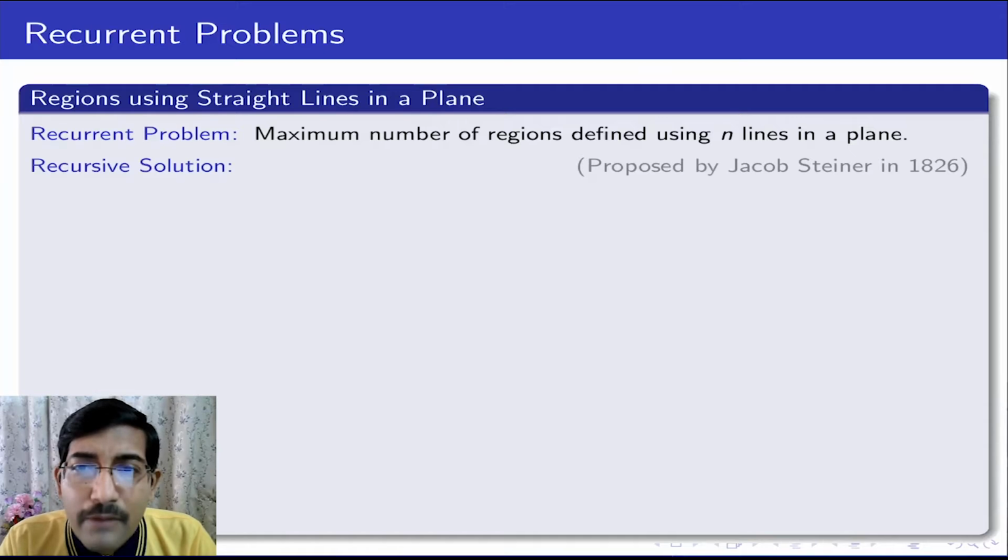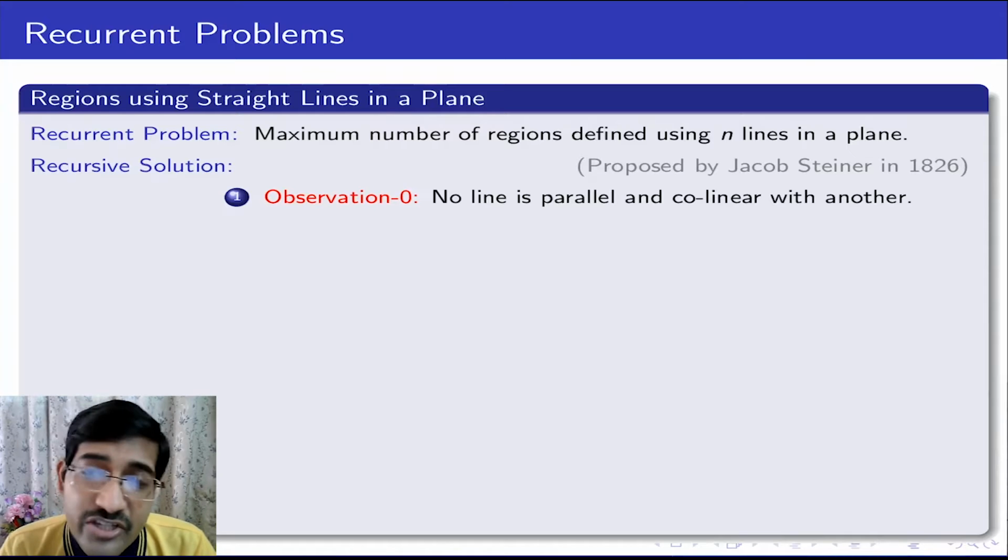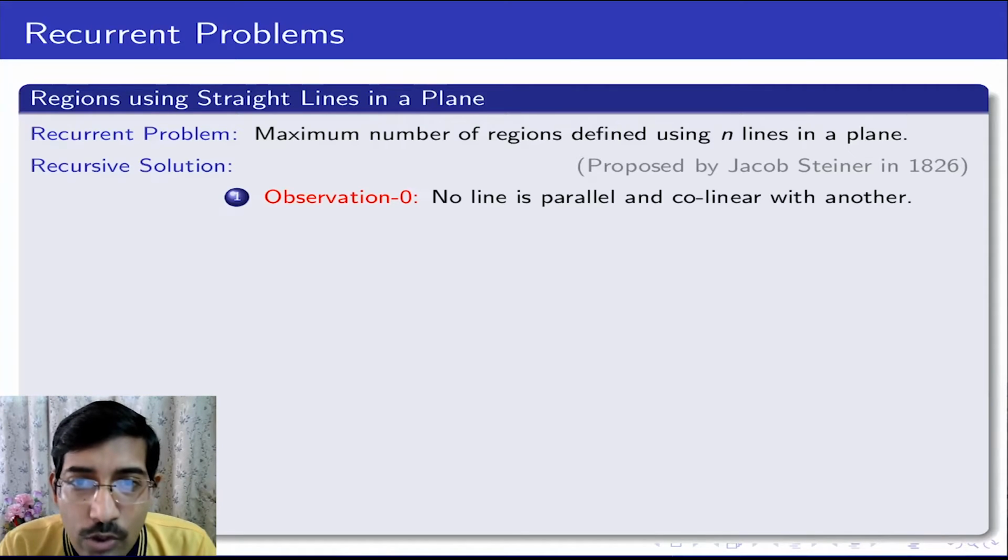So when we say maximum number of regions by n lines, there are certain observations we can make in this problem statement. No line is parallel or collinear with another, because we are trying to see the maximum number of regions. If 3 lines are collinear, then the number of regions will be lesser than if all 3 lines intersect at different points. Parallel lines will obviously just produce n plus 1 different regions. So we can do better than that. So when we say maximum number of regions, obviously we are not restricting ourselves to parallel and collinear lines.